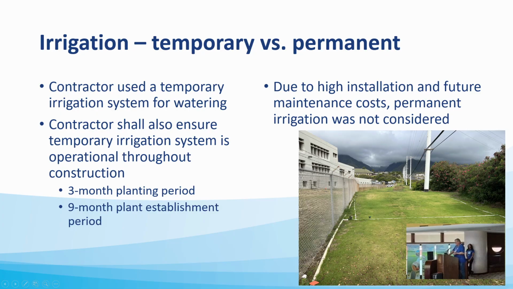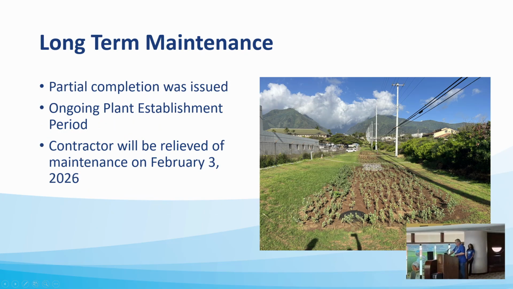The contractor installed a temporary irrigation system for watering and ensured it was operational throughout the 3-month planting period and the plant establishment period. Due to high installation and future maintenance costs, permanent irrigation was not considered. During the establishment phase, the contractor will continue caring for all trees and plantings on site, including regular watering, mowing, and weeding to ensure healthy growth. All post-construction BMPs will require inspections and maintenance. An operation and maintenance plan has been provided by the designer.